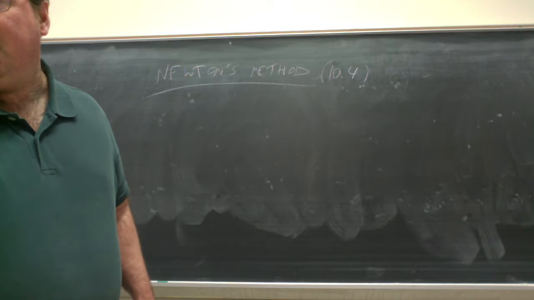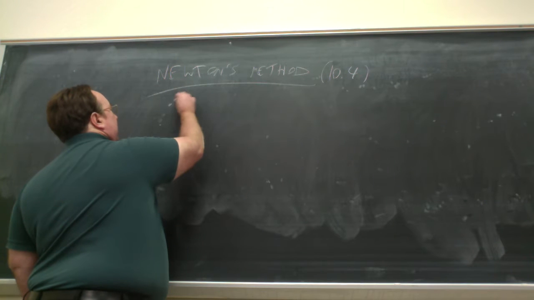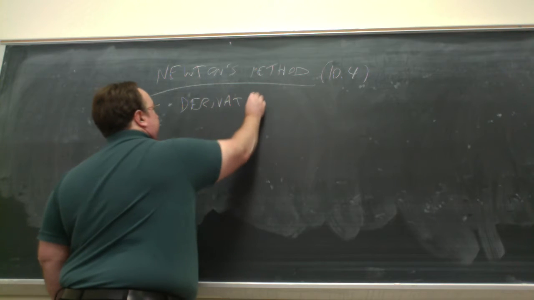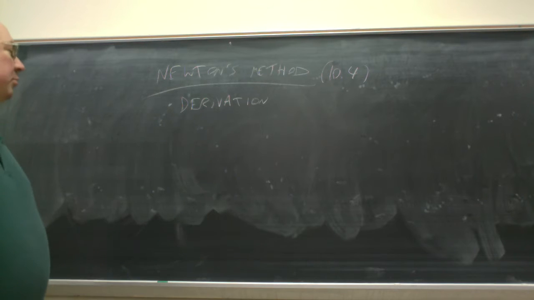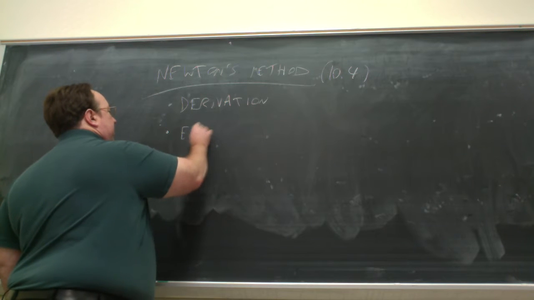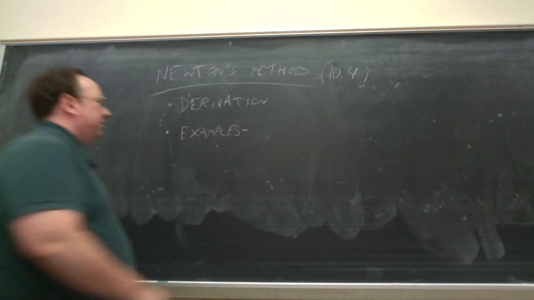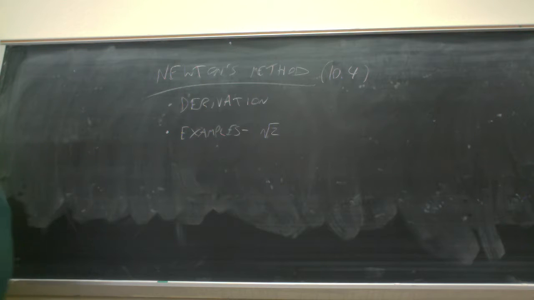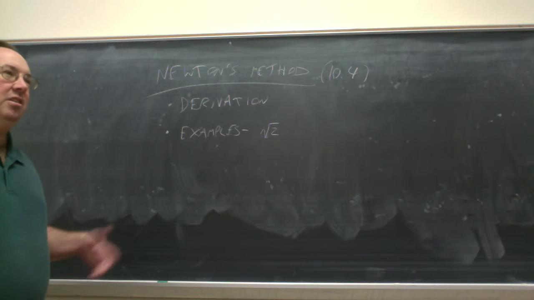Now, as far as what we're going to see with Newton's method, I derived it one way last time from fixed point iteration, but now I'm going to derive it a different way that I think will be a lot more intuitive. And then there are certain favorite examples that I like to do. One is using Newton's method to compute the square root of 2, or the square root of any number, using only basic arithmetic operations, so addition and division.